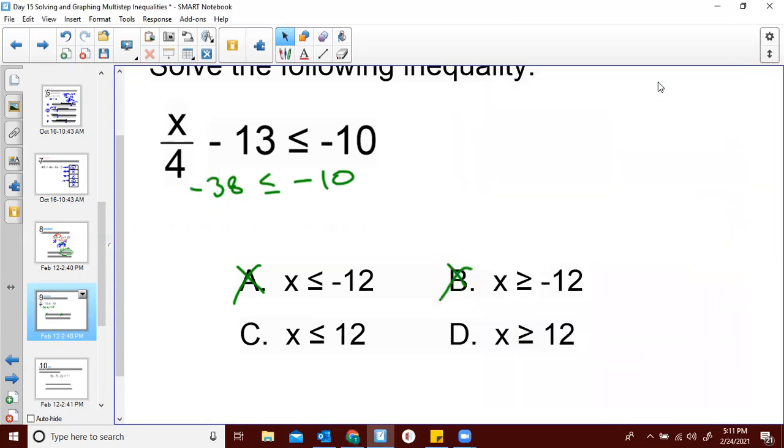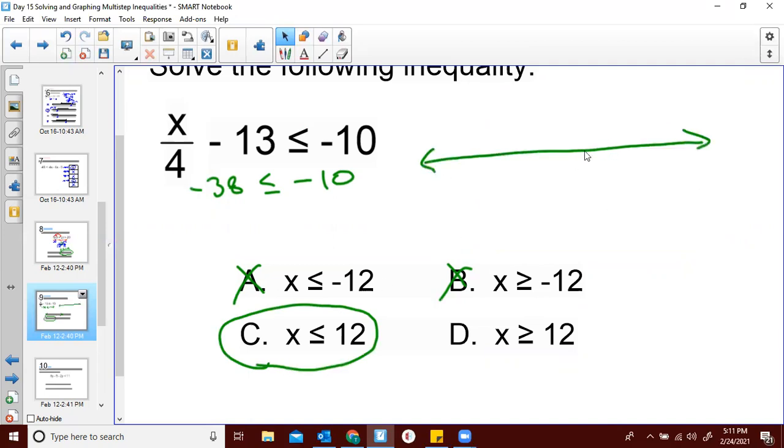So that means that every choice that I pick is going to be less than or equal to 12. So if I put this on a number line, and I have 12 here, and I tried a negative 100 and this worked, then that means all of my numbers from 12 to the left, smaller than 12, are all going to be possible solutions.